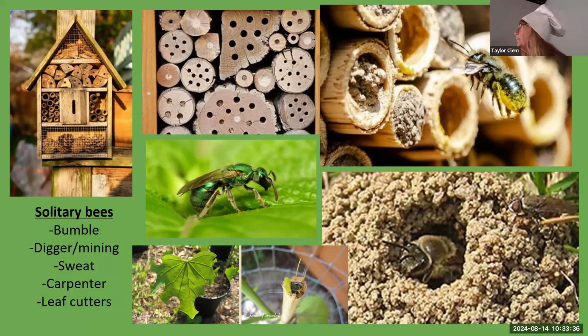You have the bumble, digger, miner, and sweat bees will lay their eggs into the ground and have little ones in the ground. You have your carpenter and your leaf cutters who can go inside of open spaces.